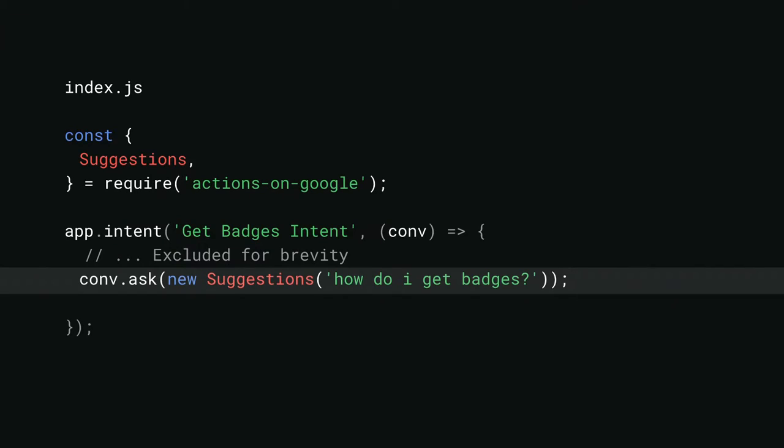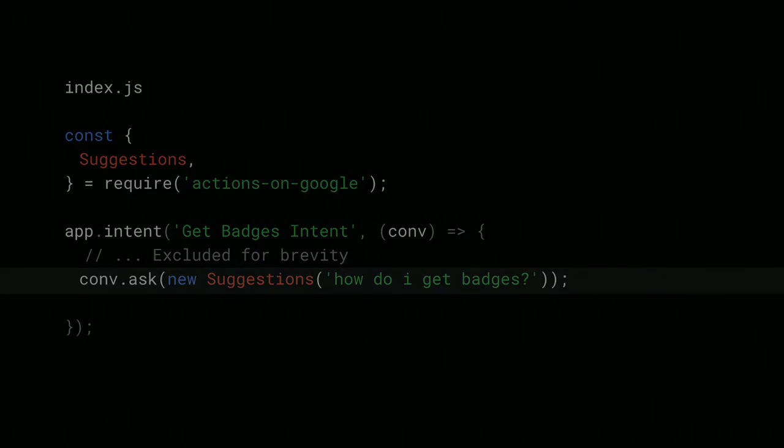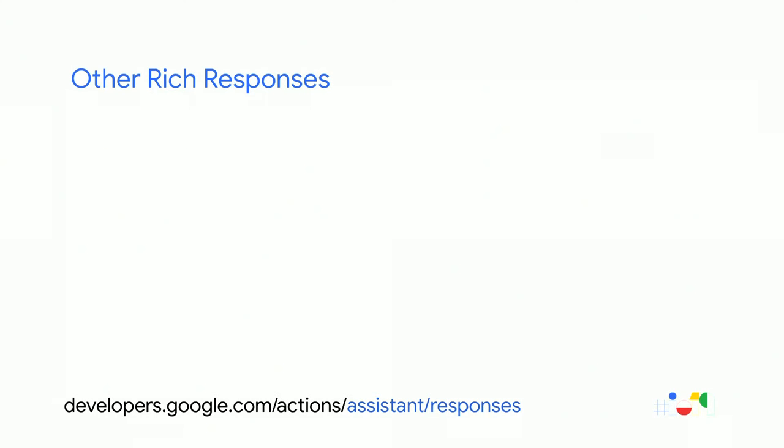It's pretty straightforward. Again, you're creating a new instance of suggestions. You can pass in a single string or an array of strings. Depending on what you're passing in, we can create a single suggestion chip or multiple suggestion chips. So far, we have covered a lot of useful rich responses: basic cards, carousel, and suggestion chips. We have several more, though, that can help you enrich your multimodal experience.